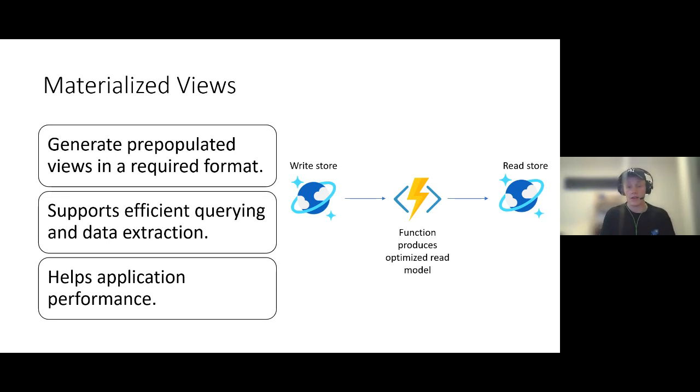And then using another function that's triggered by Cosmos DB, using a Cosmos DB trigger, we can take all of our writes in that container and produce a more efficient model for querying into a read optimized store. And that's one way we can implement materialized views using Cosmos DB and Azure Functions.